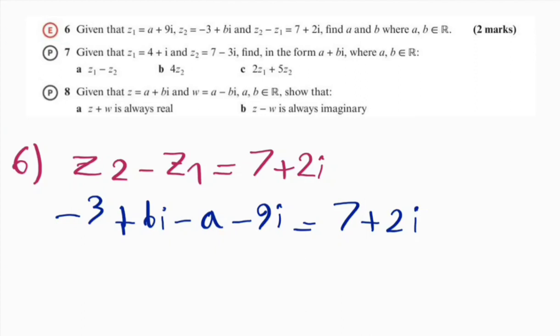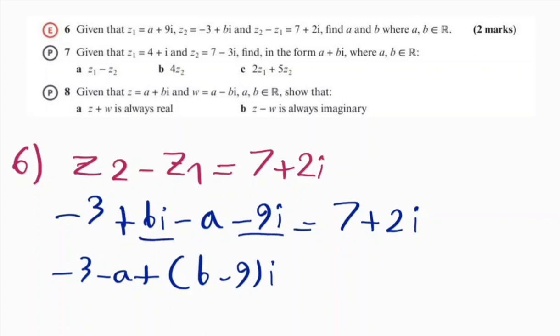So minus 3 minus a. This is the real part of this number. And then the imaginary part is b minus 9 times i, because we have bi here and minus 9i. So this is the imaginary part, and here is the real part. And this is equal to 7 plus 2i.